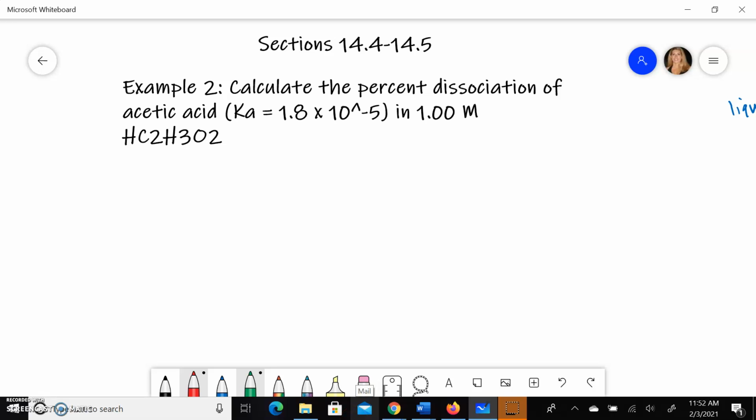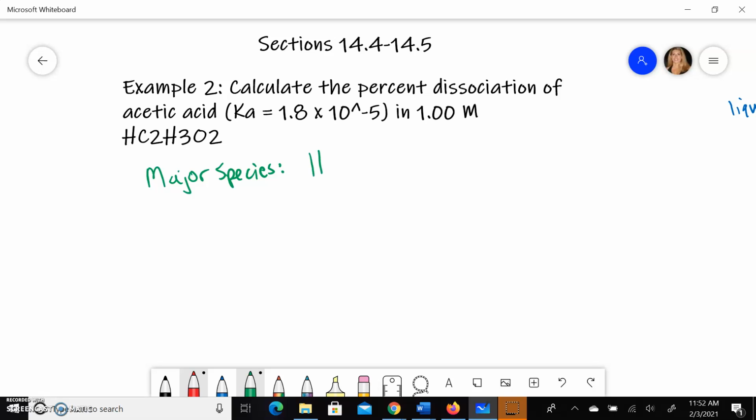All right, this is our second example. This time we're going to calculate the percent dissociation. So first of all, dissociation means to break apart. So we're trying to see what percentage of these molecules for acetic acid are actually breaking apart into hydrogen ions and then acetate. This is a weak acid, so we don't know what percentage is breaking apart. It's a low percentage probably, but for strong acids you can assume 100%, but for weak acids you have to actually figure it out. So the first thing you always want to do is list what you have.